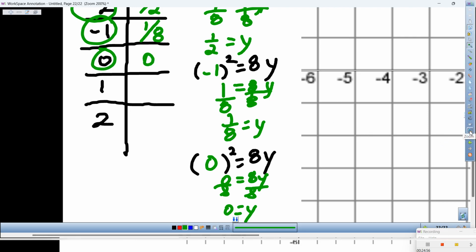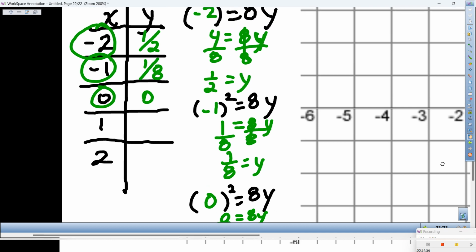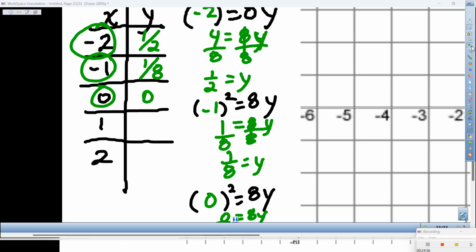So pay attention to this part. Once you do those 3, you don't have to do the work for the other 2 because it's a parabola. It repeats. So that means what number goes here if we're starting from 0, guys? 1/8. How about down here? 1/2.